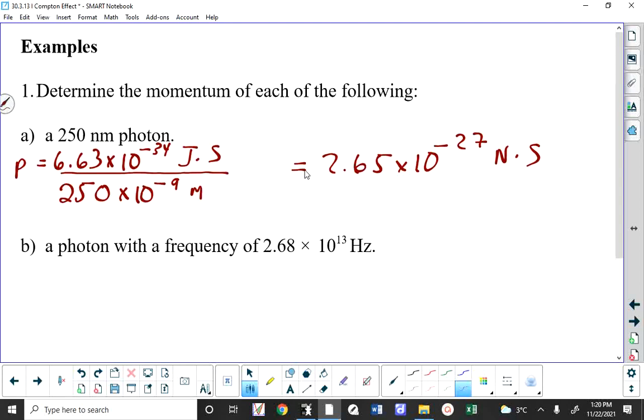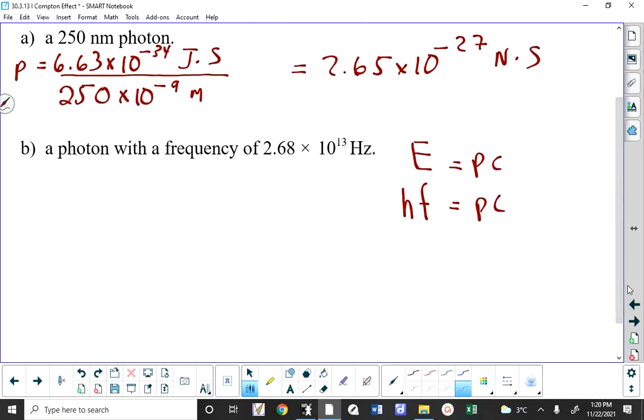A photon with a frequency of this number. So think about this. If you want to calculate the momentum using this formula, then you have to get the energy of the photon. And you could certainly do that. We could just go hf equals pc because energy equals hf. You could do that, right? Or you could calculate the energy first, then put it in.